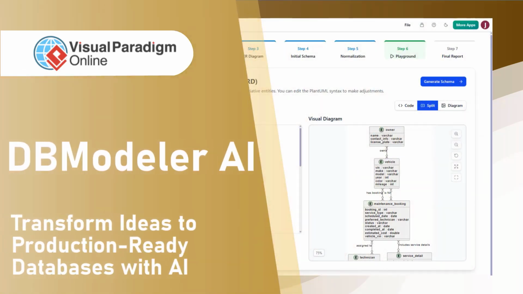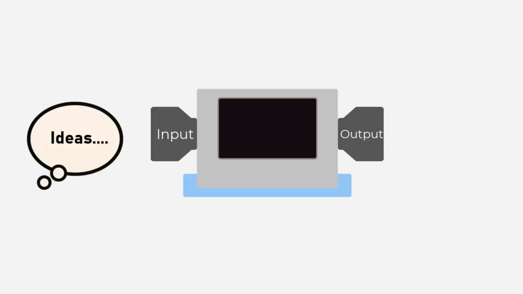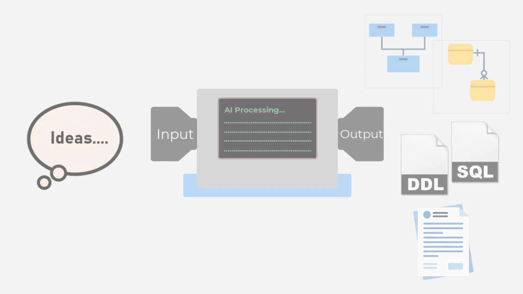VisualParadigm's DBModeler AI helps you turn ideas into a production-ready database with the power of AI. It takes you from a plain English problem description all the way to a fully normalized database schema, complete with diagrams, SQL code, and documentation, all through a clear, guided 7-step workflow. Let's walk through how it works.